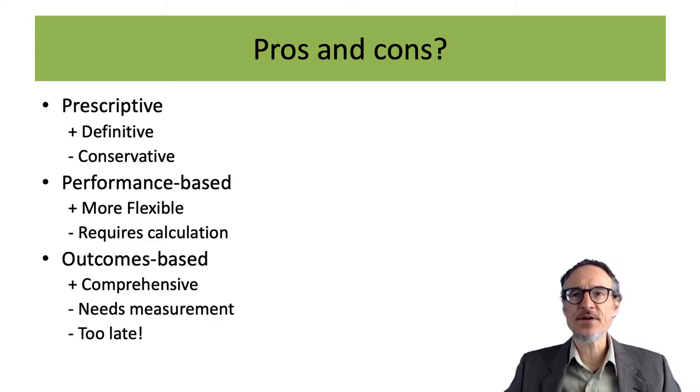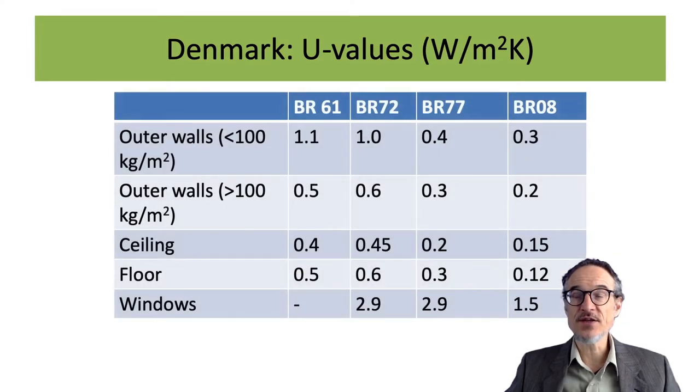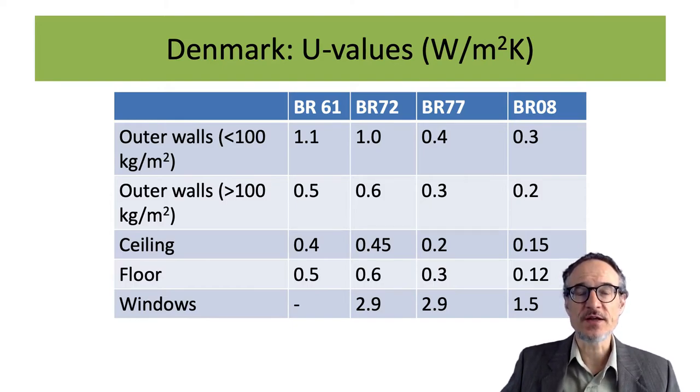So of these different kinds of standards, the first building standards were prescriptive. These are Danish U-value standards starting in BR61 in the 1960s, then into 72 and 77 and 2008. And these are the U-values for outer walls, and the ceilings and the floors and the windows. So you can see the standards came down in BR77. They were starting to get under 0.5, 0.2 for the roof, and starting with windows standards. So these are prescriptive standards.